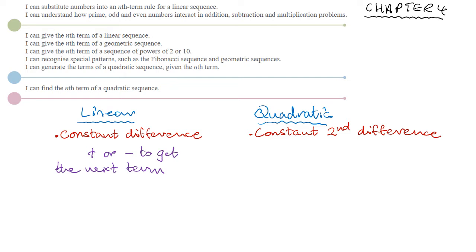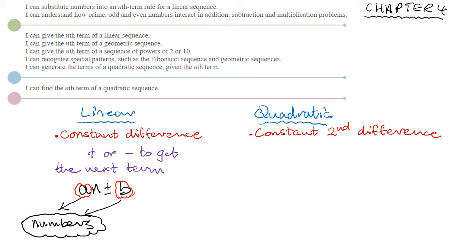A linear sequence always looks like this: an plus b. So a is a number we're going to find. So we need to work out what a is. And b is a number we need to find. Now b could be positive or negative. So let me just put here plus minus. So it could be plus or minus b. And we need to find both these values. So a and b are just basically numbers. Normally whole numbers, but not always. And we'll need to work out what those numbers are, and I'll show you how to do it in a moment.